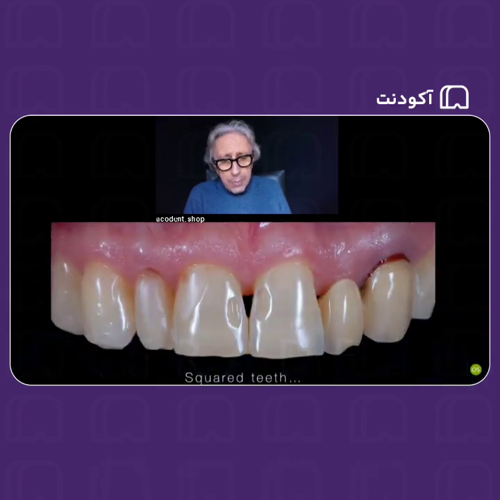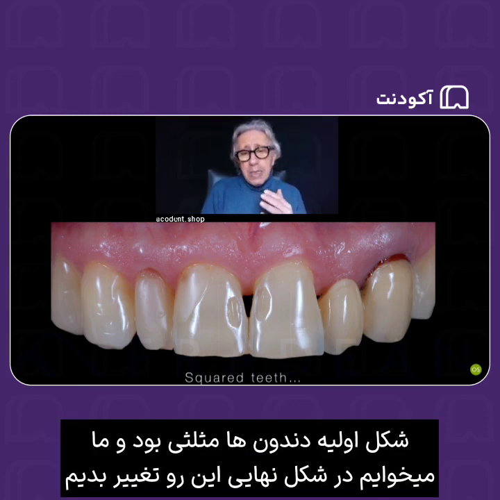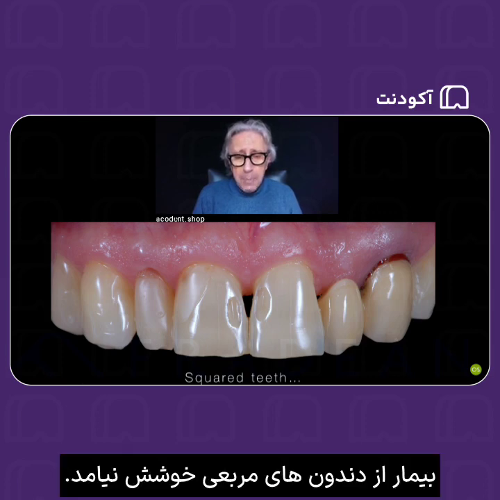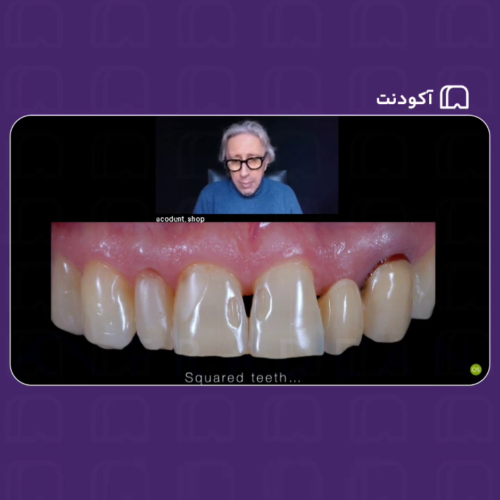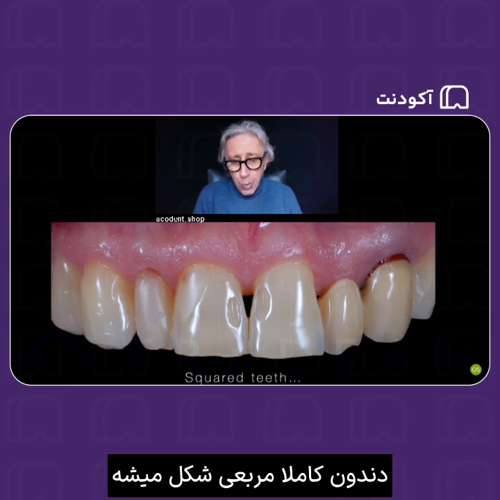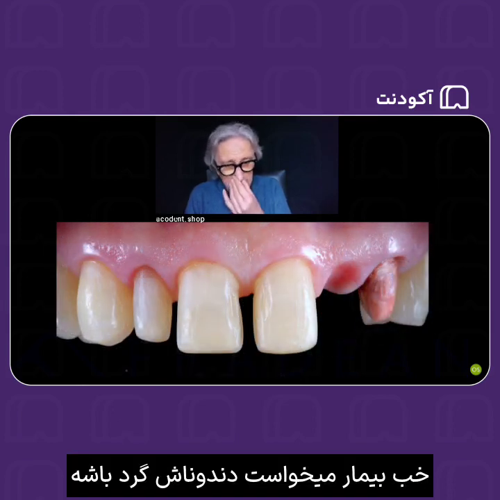So we have seen some situations in which we start with triangular teeth and you want to change them in some way to obtain a better result. In other cases like this, the patient was not happy about the square teeth, especially incisally. But if you close the diastema also between the two centrals, it will be completely square. It will be like a box.